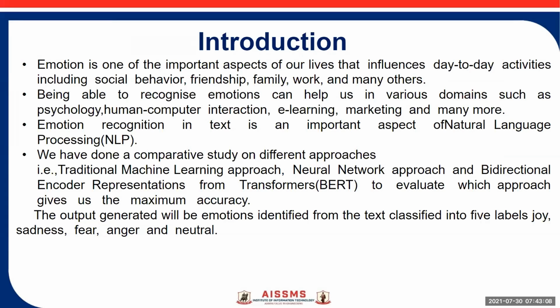So herein, we have done a comparative study on different approaches, that is a traditional machine learning approach, a neural network approach, and Bidirectional Encoder Representations from Transformers, that is our main model, the BERT model, to evaluate which approach gives us the maximum accuracy. And the output that will be generated will be emotions identified from text, classified into 5 labels, that is joy, sadness, fear, anger, and a neutral one.